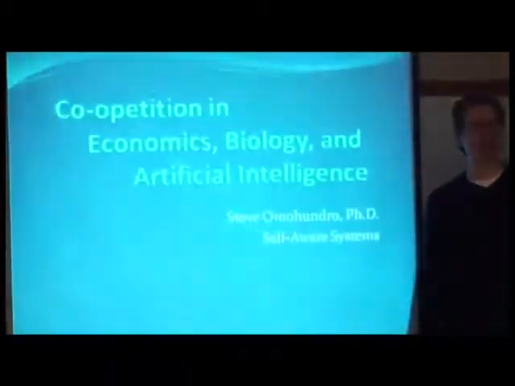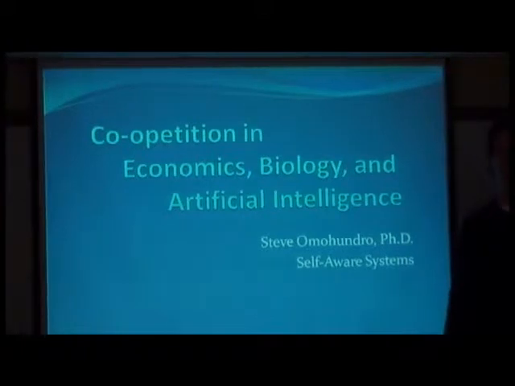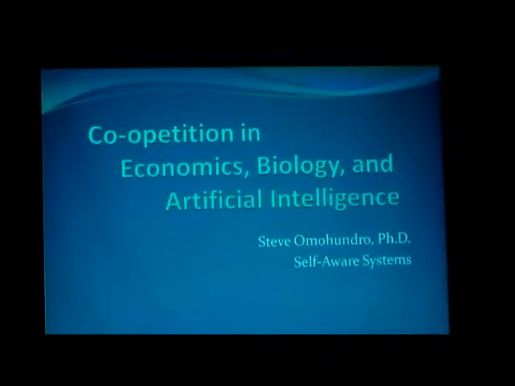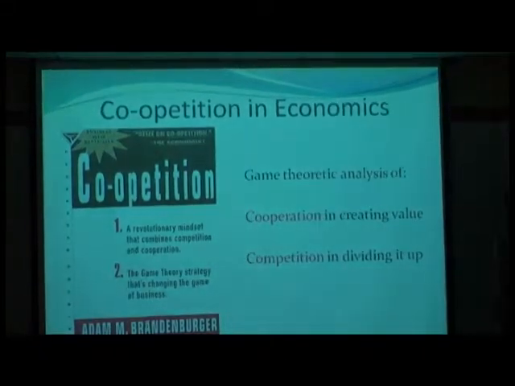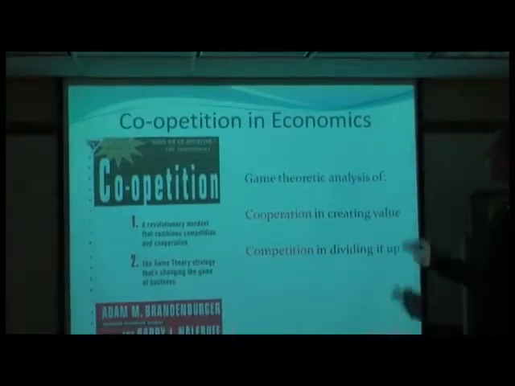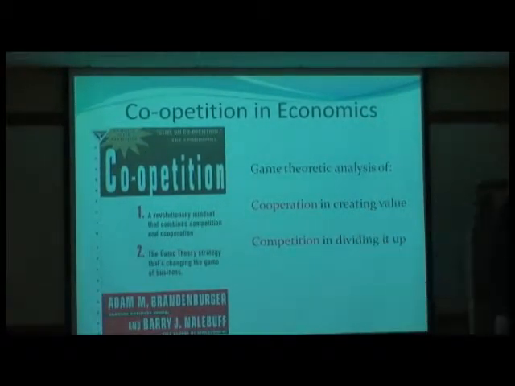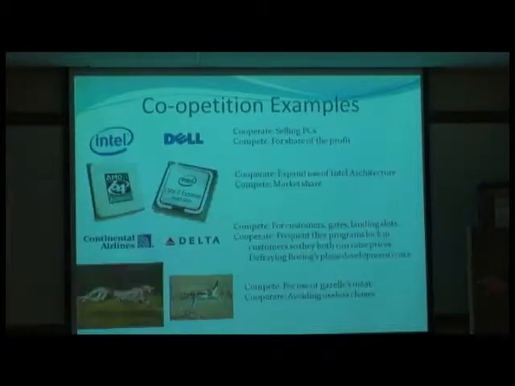So I'm going to talk about a radical rethinking of the way that economics, biology, and artificial intelligence work that's focused more on the cooperative aspects than on the competitive aspects. The framework for this comes out of economics, where the game theorists have the term co-opetition, which refers to a game theoretic analysis of the combination of the cooperation of two entities, companies typically, in their area of study. And usually it's cooperation in creating value and competition in dividing it up.